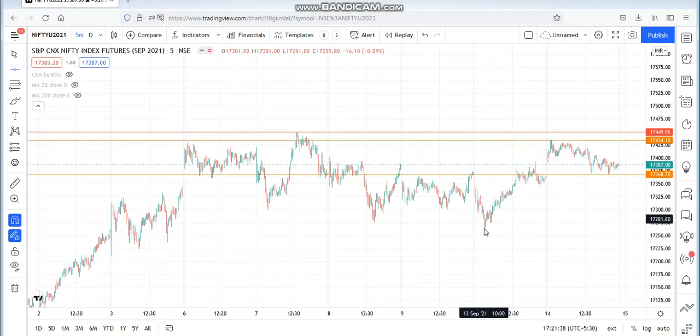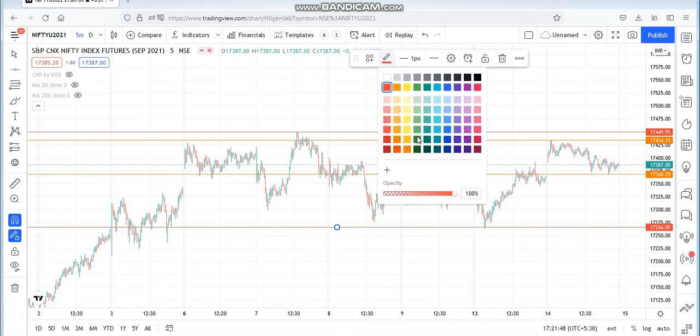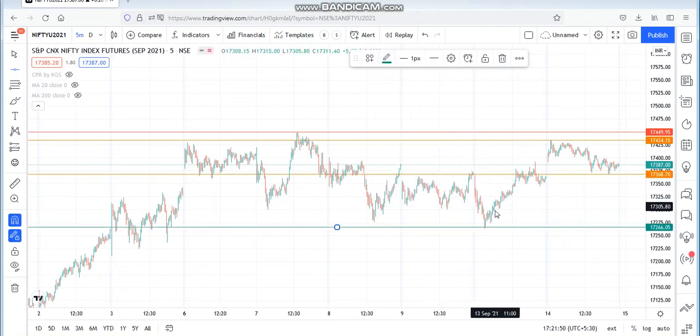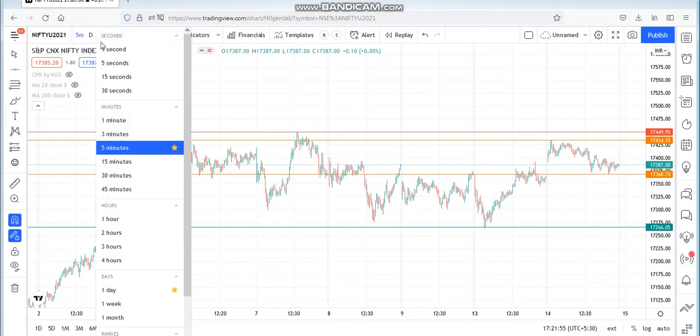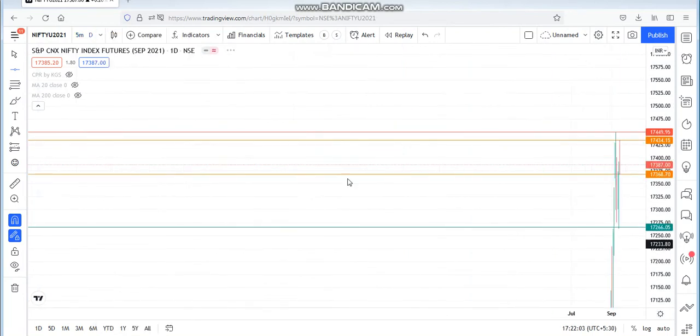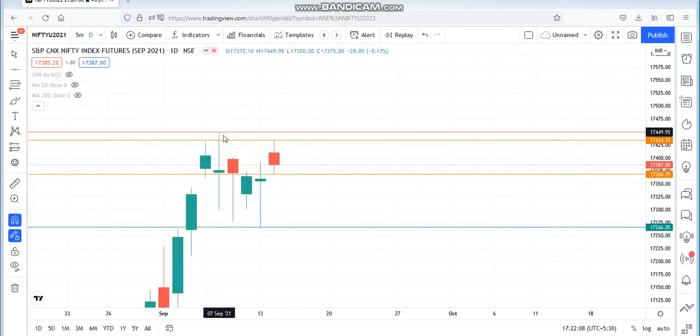Now we have marked PDH and PDL, previous day high and previous day low, and the supply and demand zone. The third one is swing high and swing low. To find out swing high and swing low, we have to take the 1 day chart. This is the 1 day chart. Here also it is the same: this is the swing high and this is the swing low.